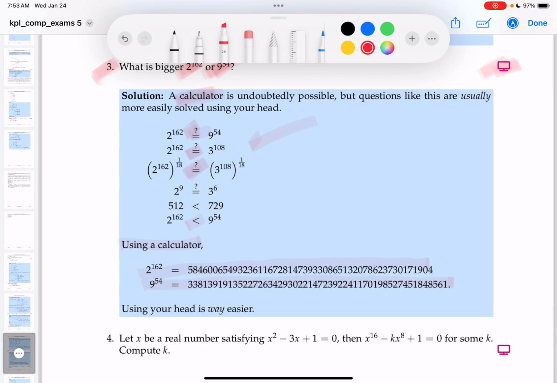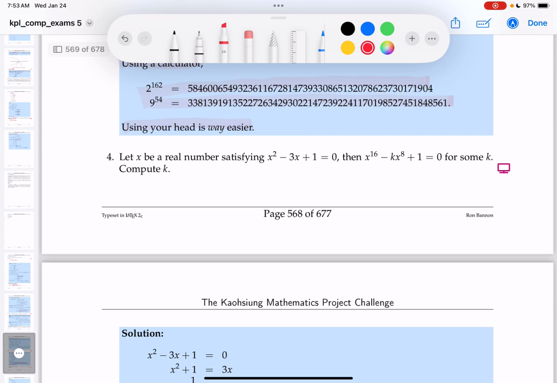But the bottom line is we're not asking you to use a calculator. We're asking you to use your head, all right? So using your head, in my opinion, is way easier, all right? But again, you make those decisions yourself, by the way.